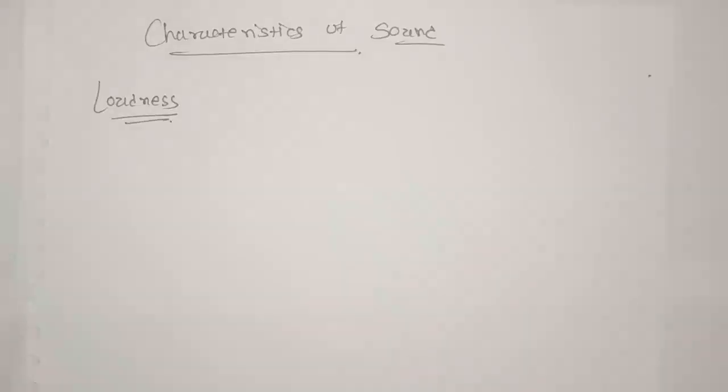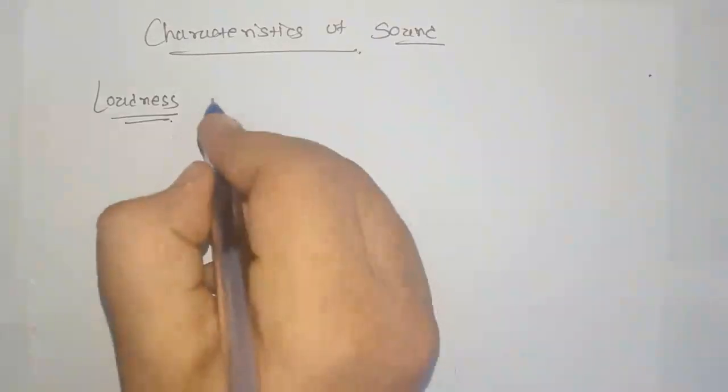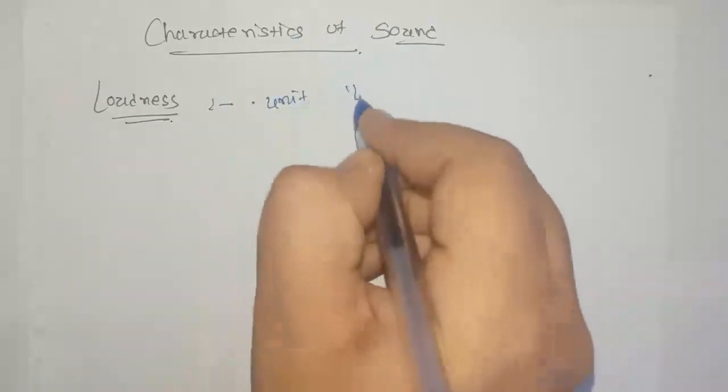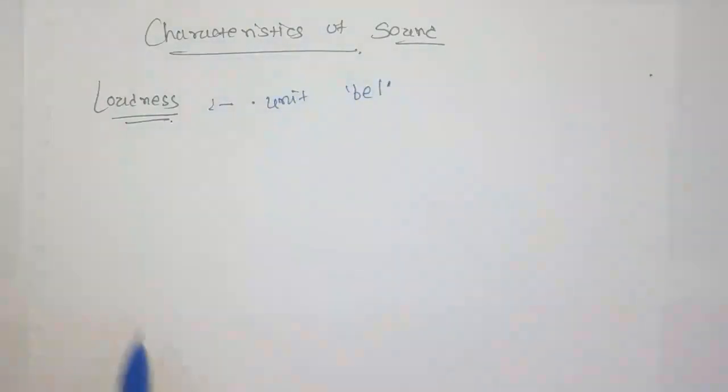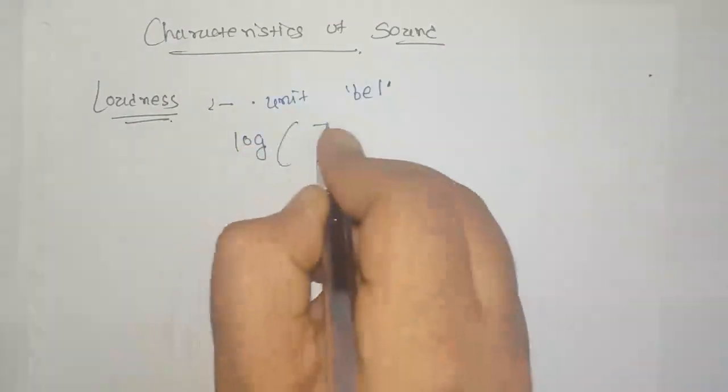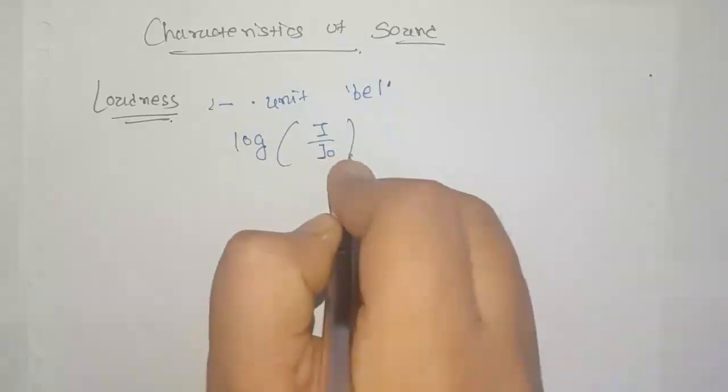Now let us see the characteristics of sound. The important characteristics of sound are loudness, pitch and quality. Let us see them one by one. The loudness is related to the intensity of sound. It is measured in the unit bell and as log I upon I naught.